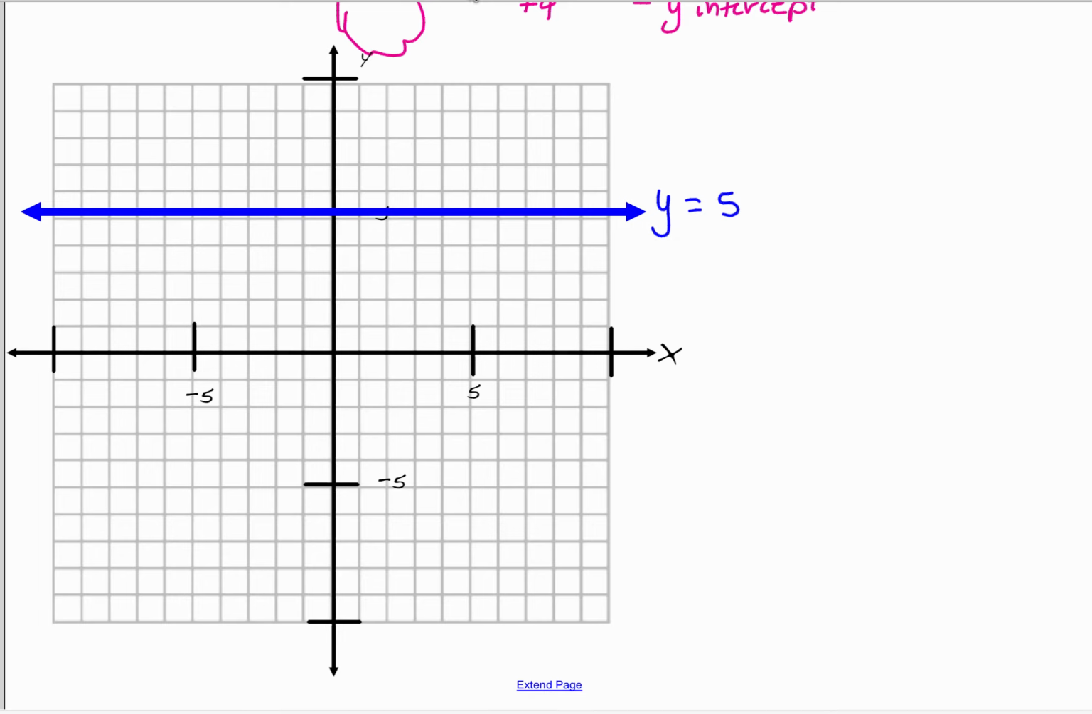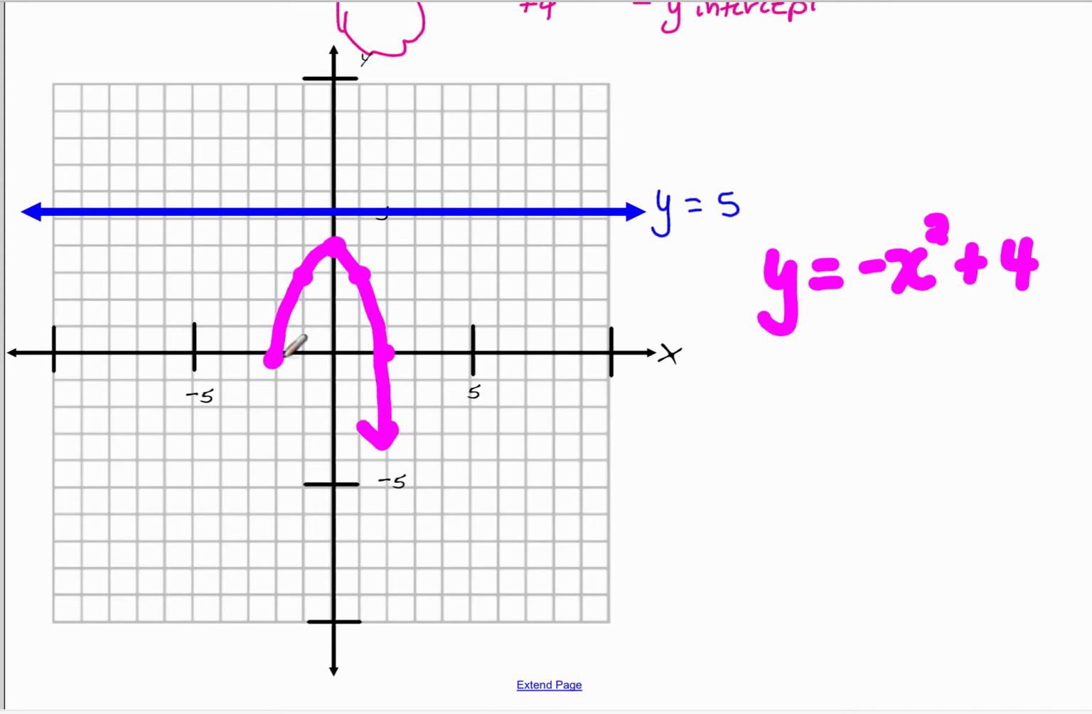There we go, label it y equals 5. And then again, we've got the y equals negative x squared plus 4. So that means I go up 1, 2, 3, 4, because if I put 0 in, 0 plus 4 is 4. Now if I put 1 in, 1 squared is 1, negative 1 plus 4 is 3. And then I have its mirror image over here. If I put 2 in, I'm getting some roots right there. And that's really all I need, because if I connect the dots, I clearly show that these two do not intersect.